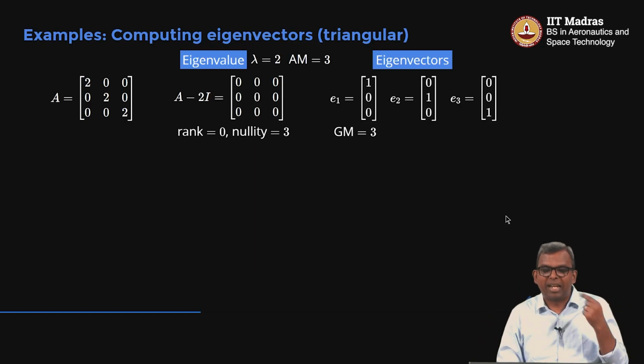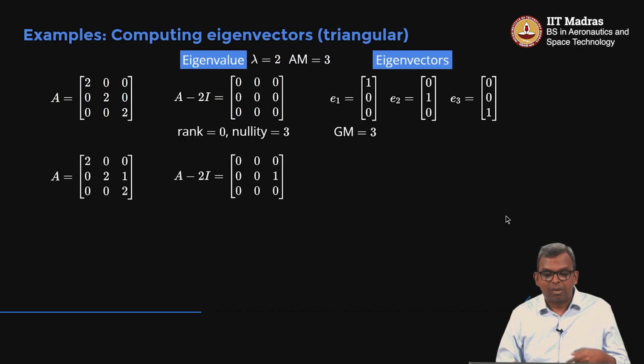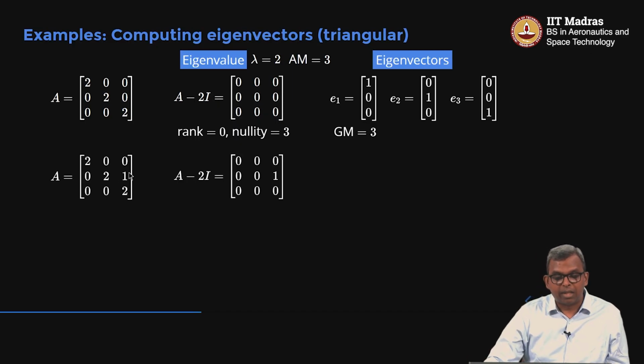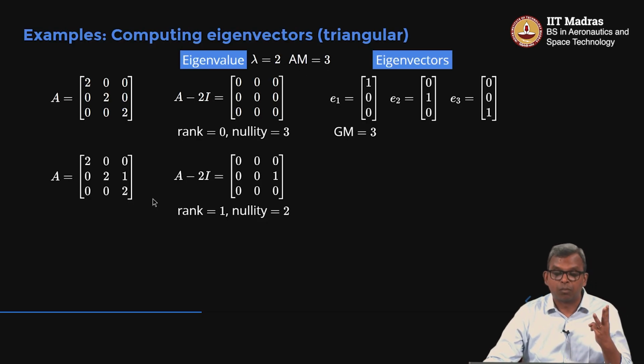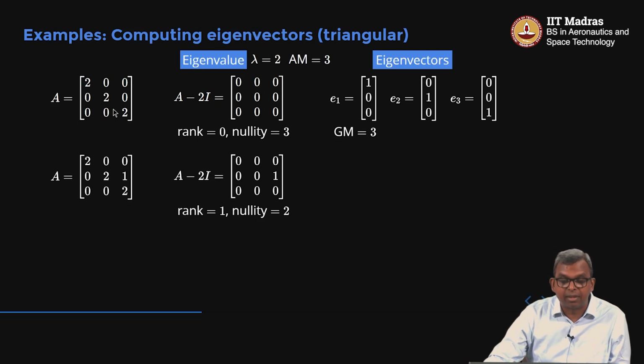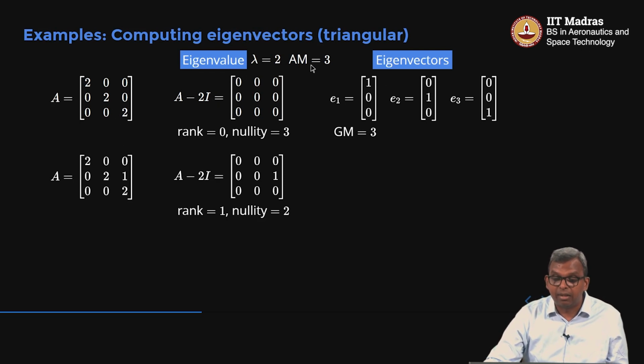Now, I am going to complicate it by making it triangular, by putting a 1 here, just a 1 here. Notice what happens. A minus 2I becomes this matrix, but it has got a 1 here. Even in this matrix the algebraic multiplicity for lambda equals 2 is 3. Algebraic multiplicity has not changed. That is an important thing to highlight, I did not highlight it significantly enough, I want to reiterate it.